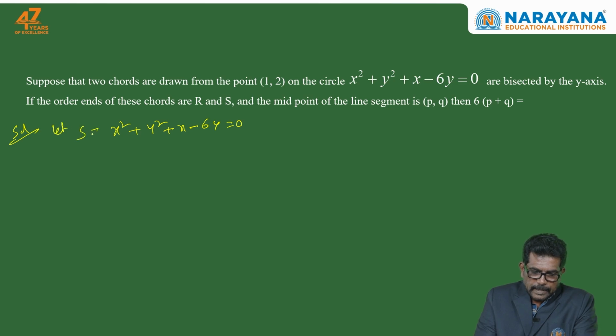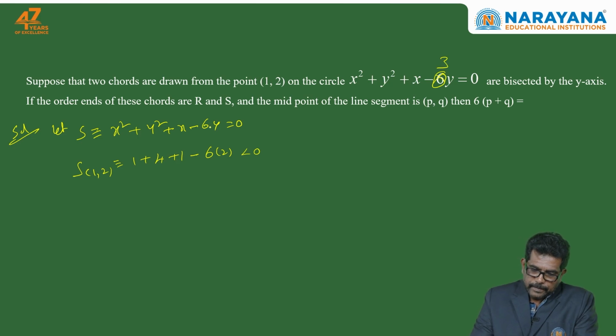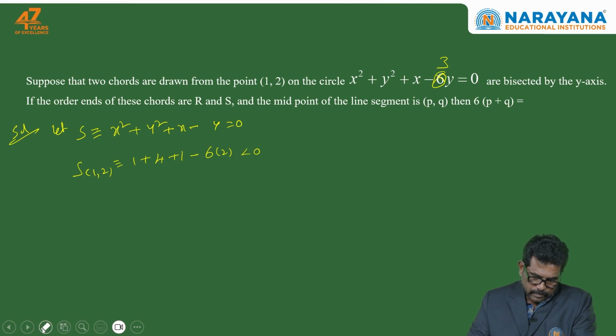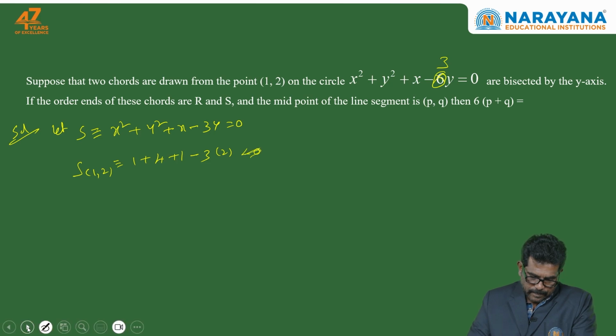Suppose I consider this one as S. Now, to calculate the position of the point (1, 2), I take 1 plus 4 plus 1 minus 6 times 2. It is less than 0. Maybe the problem is memory based, hence maybe it is minus 3y. If it is 3, then the problem becomes like this.